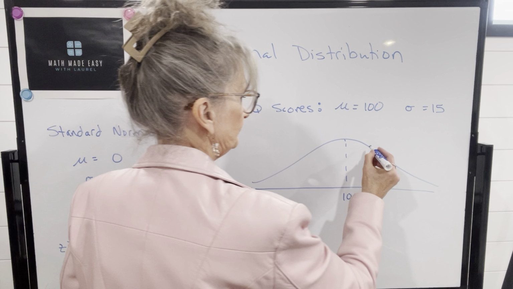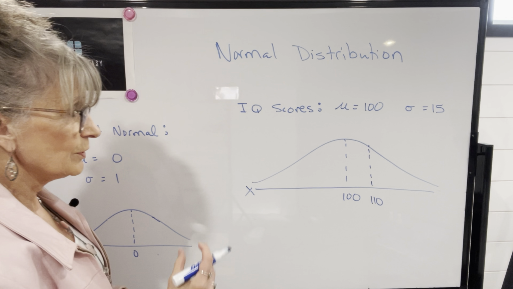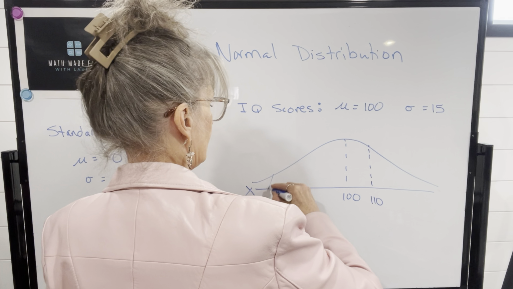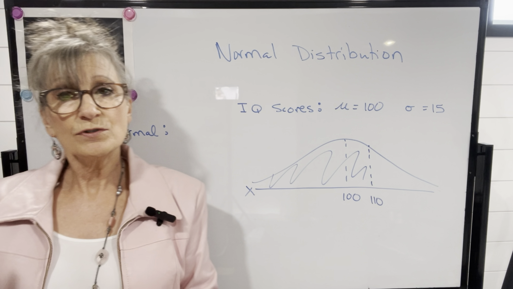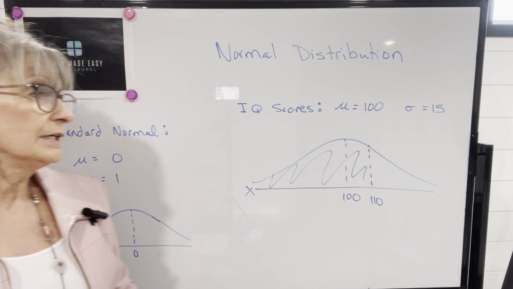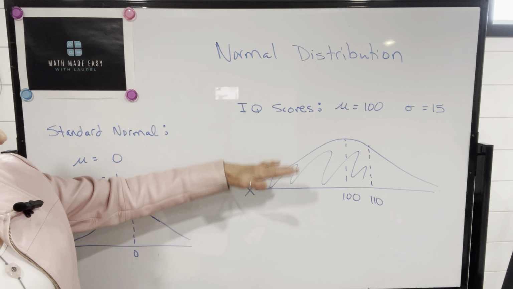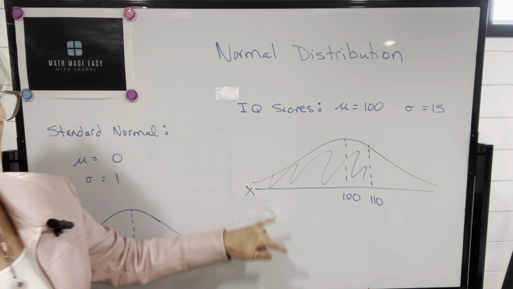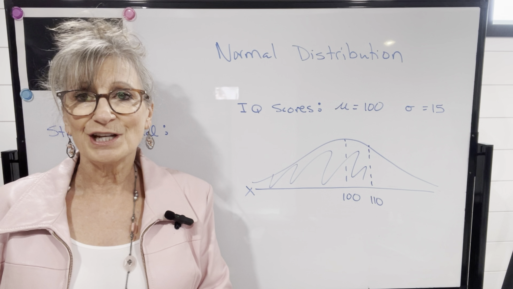For example, 110. So if we wanted to know the probability that somebody would have an IQ score less than that or greater, we can easily use our tables by first using a formula to convert 110 to a Z score. So these values, when it's any normal distribution, those are X values. They're not Z values, they're X values. And we use a formula to convert them to Z scores, and then we can use our tables.